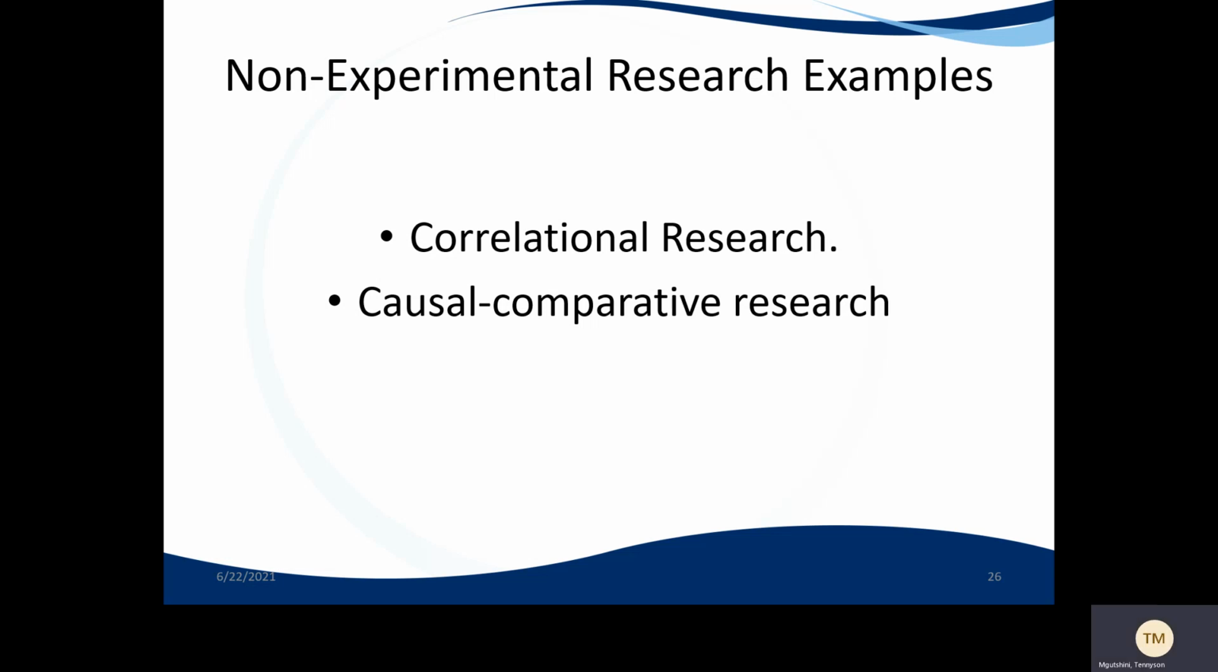And as I've said, the examples of non-experimental research is research that's interested in correlations or relationships between things. And then, of course, research that looks at comparing the causes of one thing to the causes of another. So this causal stroke comparative research, both these types are non-experimental examples of research.